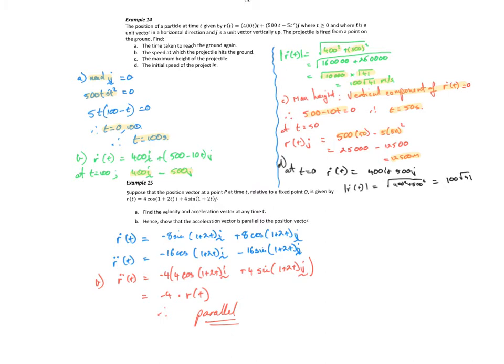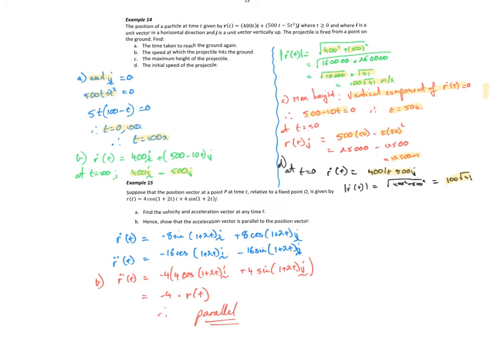All right. Finally, the initial speed of the projectile, so velocity at t equal to 0, which happens to be 400i plus 500j, which is not surprising given the time it takes to go up and the time it comes back down. The speeds will be the same. So the initial speed is 100 root 41.